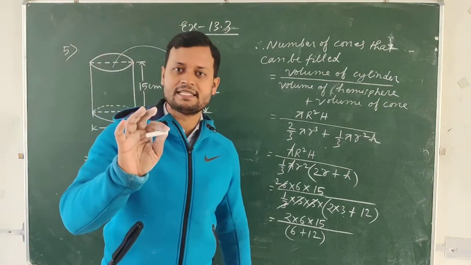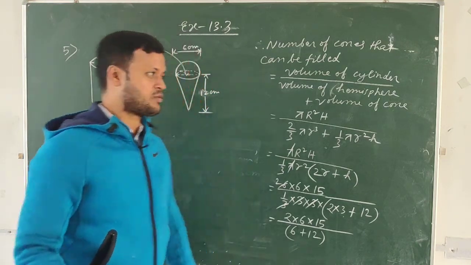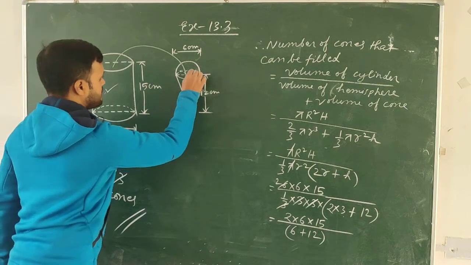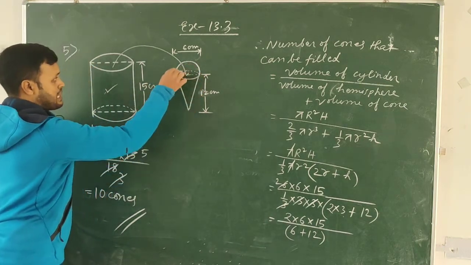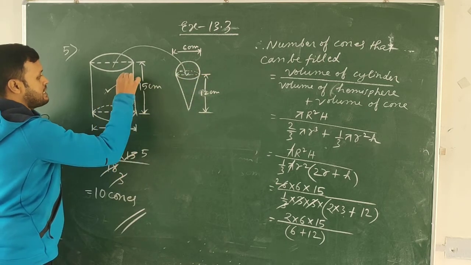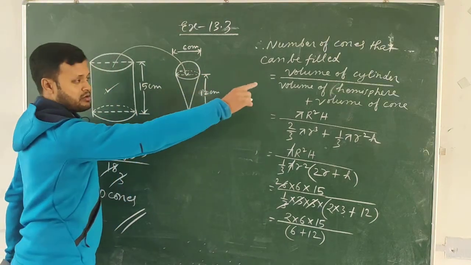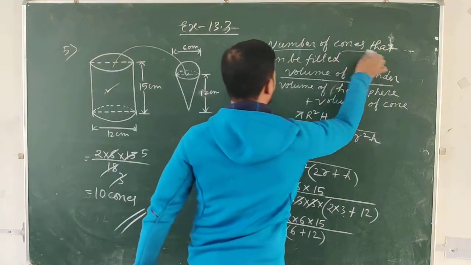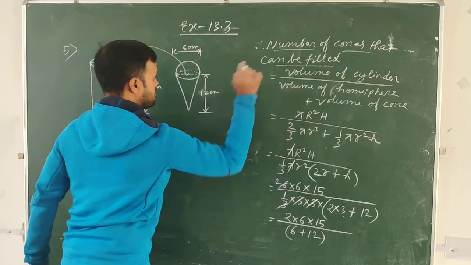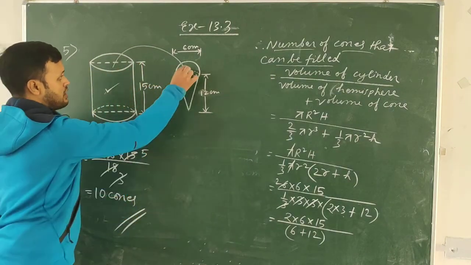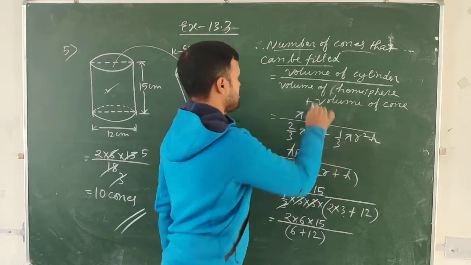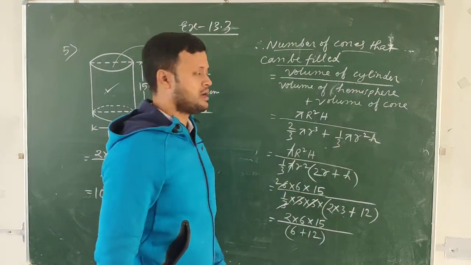So the basic idea is there, students. What we will do is volume of the cylinder divided by volume of the hemisphere, because above one hemisphere is there, isn't it? Number of cones that can be filled is equal to volume of the cylinder above, and below I will put volume of the hemisphere plus volume of the cone.